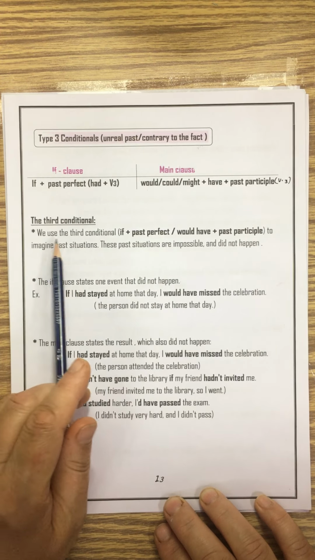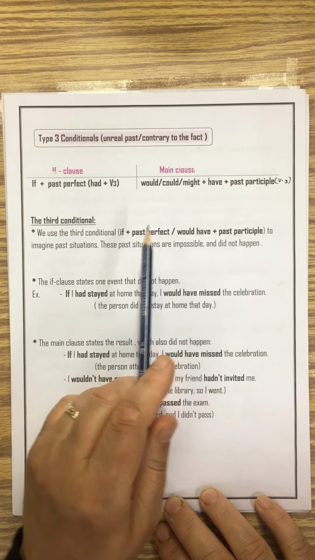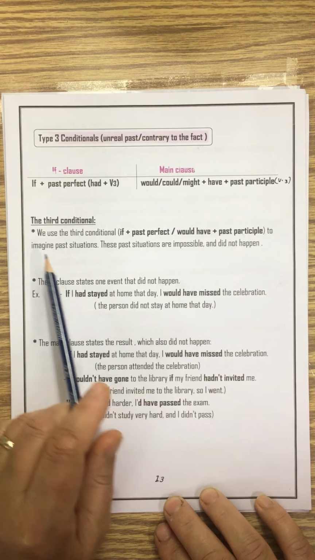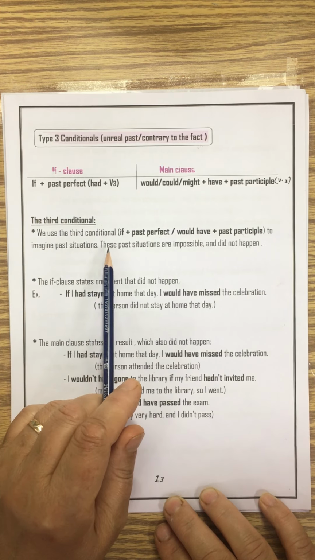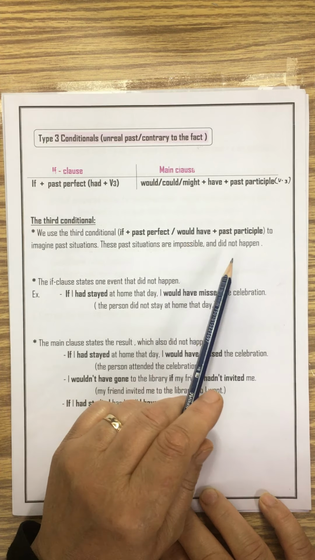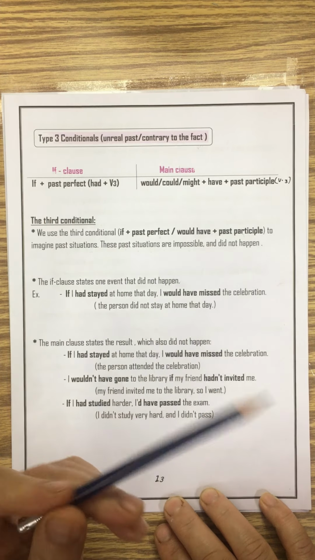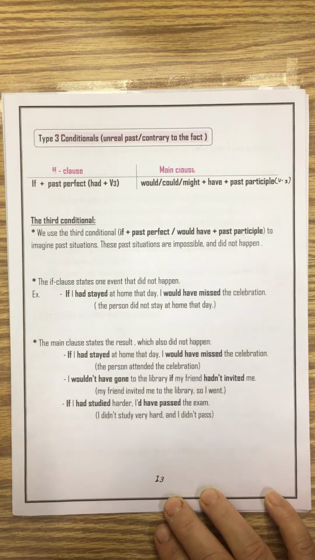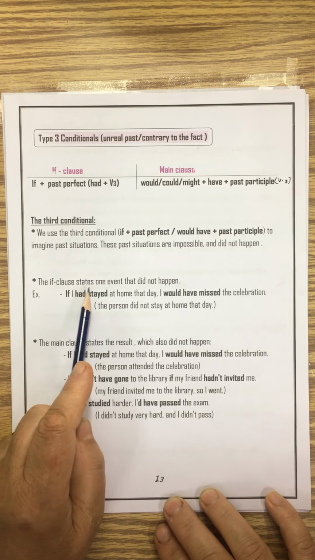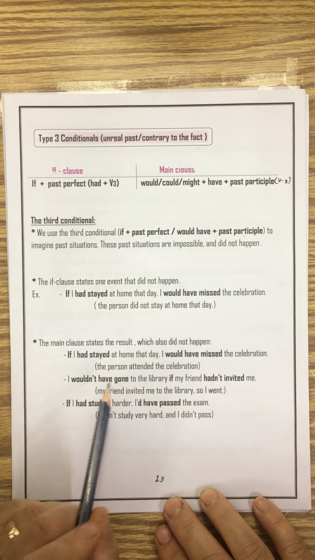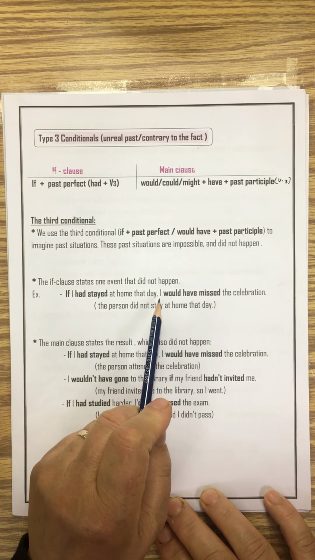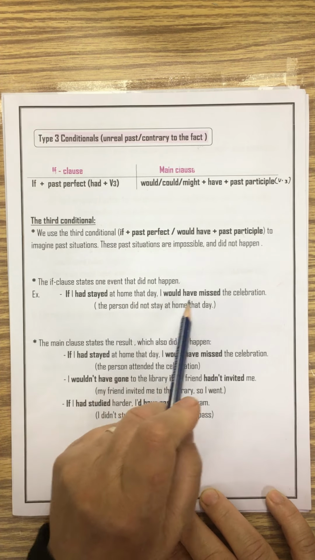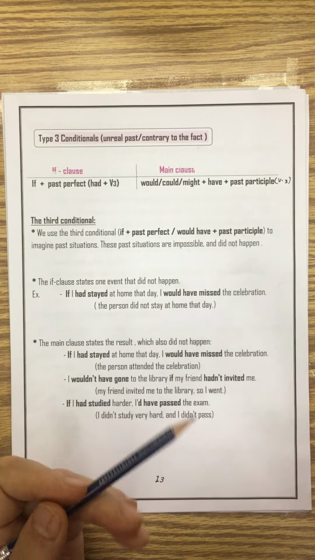The third conditional, we use the third conditional if plus past perfect and in the main clause would have plus past participle اللي هو verb 3 to imagine past situations and these past situations are impossible and did not happen. يعني لو درست لكنت قد نجحت بس أنا الحقيقة ما درست فما نجحت يعني did not happen ما حصل هذا الشيء. طيب the if clause states one event that did not happen يعني if I had stayed at home that day I would have missed the celebration. يعني أنا لو جلست في المنزل في هذا اليوم لكنت قد I have missed لكان راح علي الاحتفال.